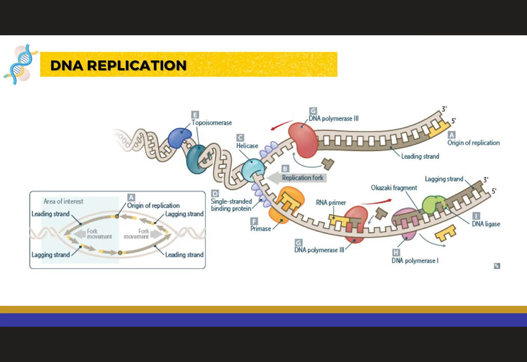Now, let's talk about DNA replication. So, DNA replication occurs in 5' to 3' direction in continuous and discontinuous fashion. It is semi-conservative.